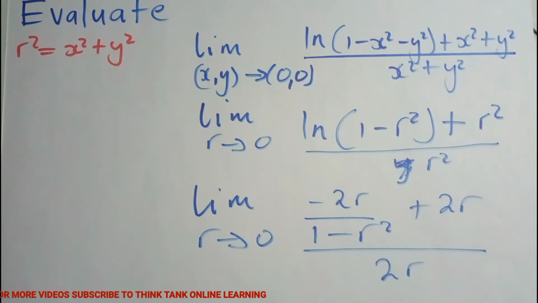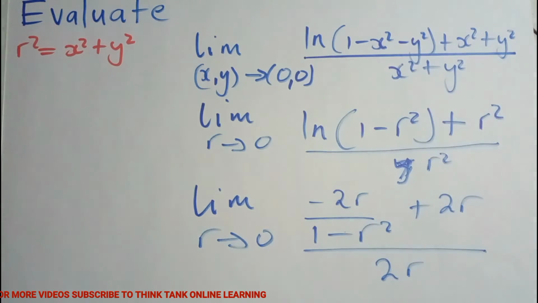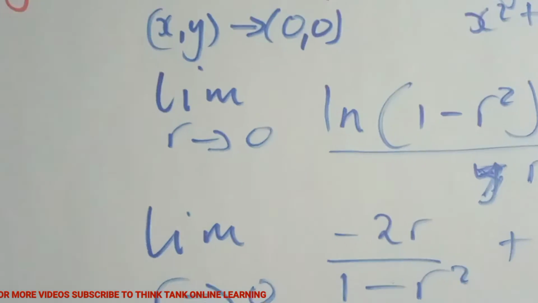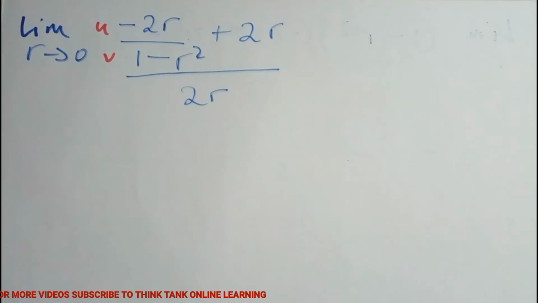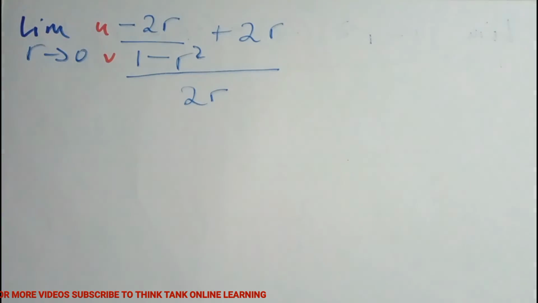As you can see, if I plug in 0 here, the function is still undefined, so I'm going to differentiate it again. We're going to use the quotient rule. Say the numerator is u and the denominator is v; then the formula is v prime u minus u prime v over v squared.